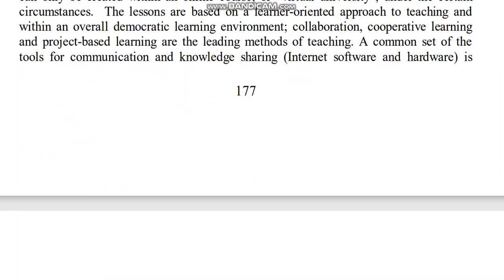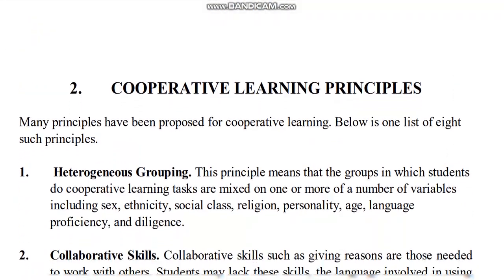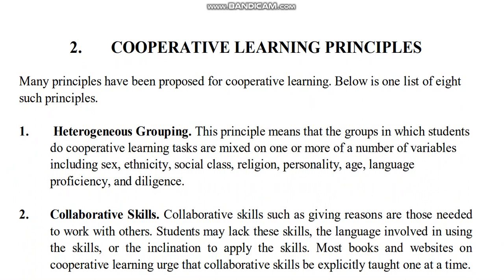Next, we study cooperative learning principles. Many principles have been proposed for cooperative learning. Below is one list of eight such principles, in which we first study heterogeneous grouping. This principle means that the groups in which students do cooperative learning tasks are mixed on one or more of a number of variables including sex, ethnicity, social class, religion, personality, age, language proficiency, and diligence.